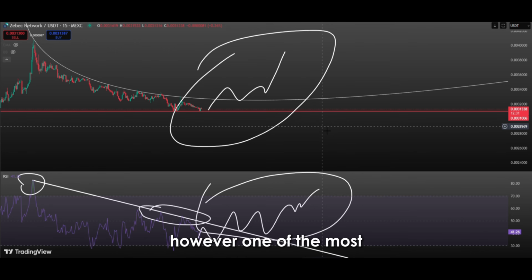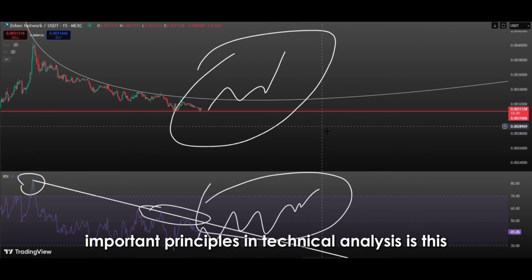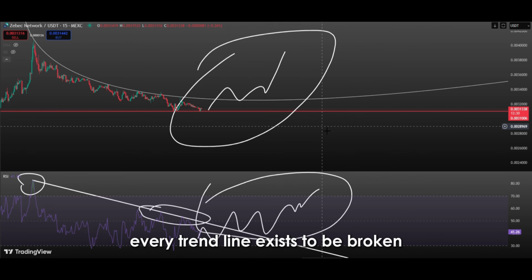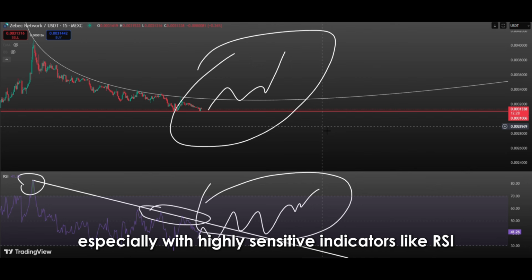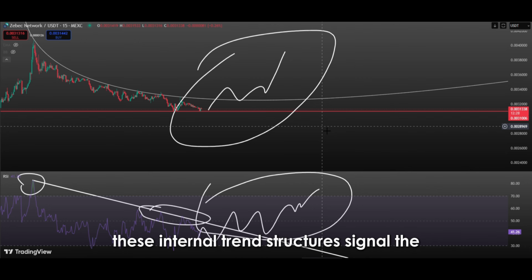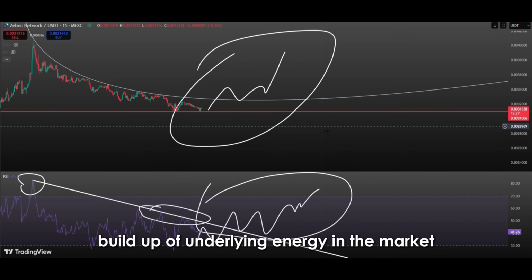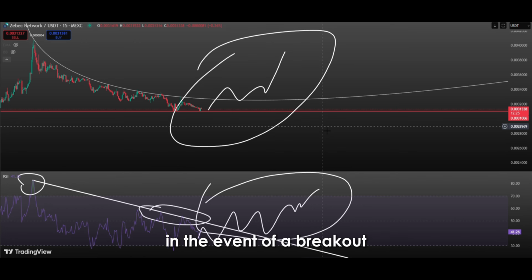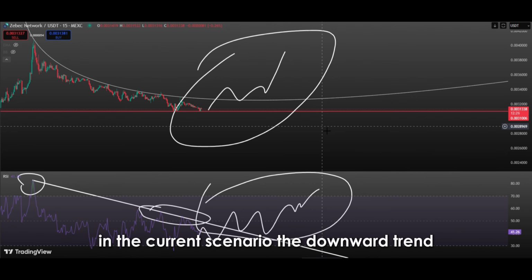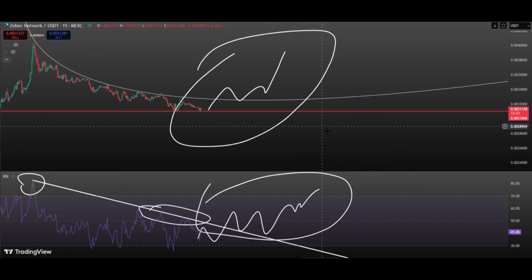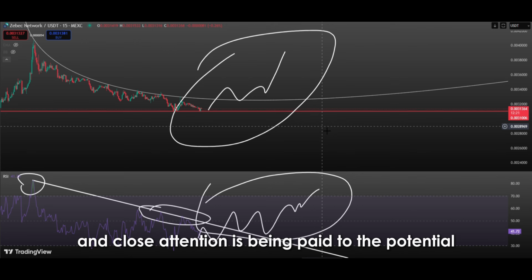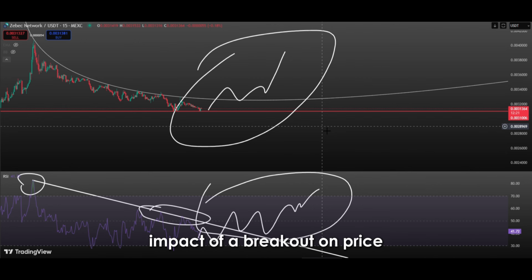However, one of the most important principles in technical analysis is this: every trend line exists to be broken. Especially with highly sensitive indicators like RSI, these internal trend structures signal the buildup of underlying energy in the market that can be released suddenly in the event of a breakout. In the current scenario, the downward trend line within the RSI is in a critical position on investors' radars, and close attention is being paid to the potential impact of a breakout on price.